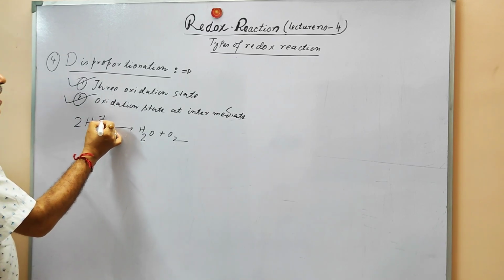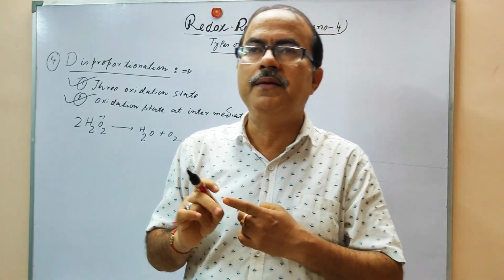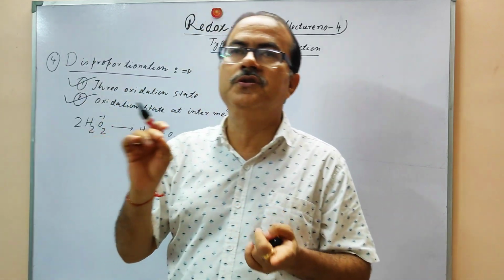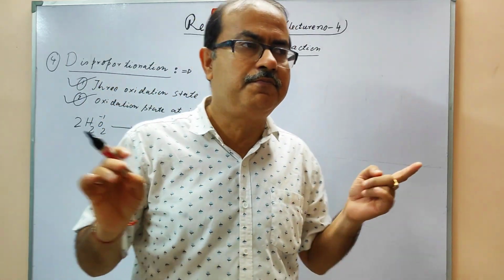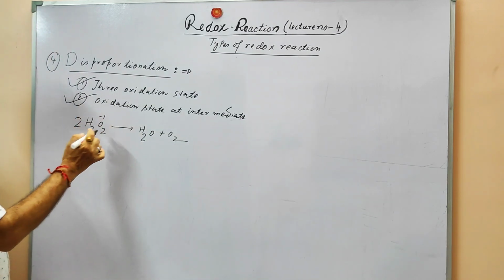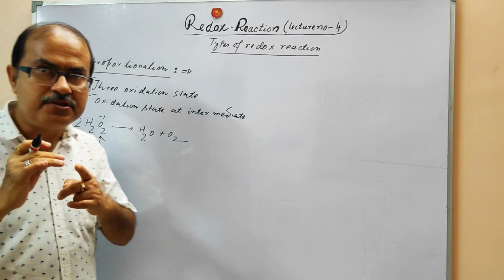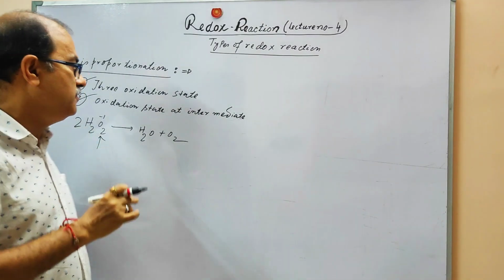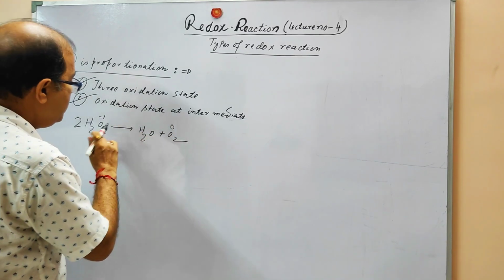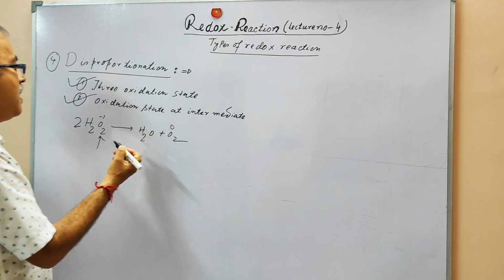Here, we know that the oxidation number of oxygen can be 0, -1, -2, or even half. So various types of oxidation states can be seen. In H2O2, the oxidation state of oxygen is an intermediate state, and from the intermediate state it can increase or it can decrease. You can see here it is increased when it produces the elemental oxygen gas.